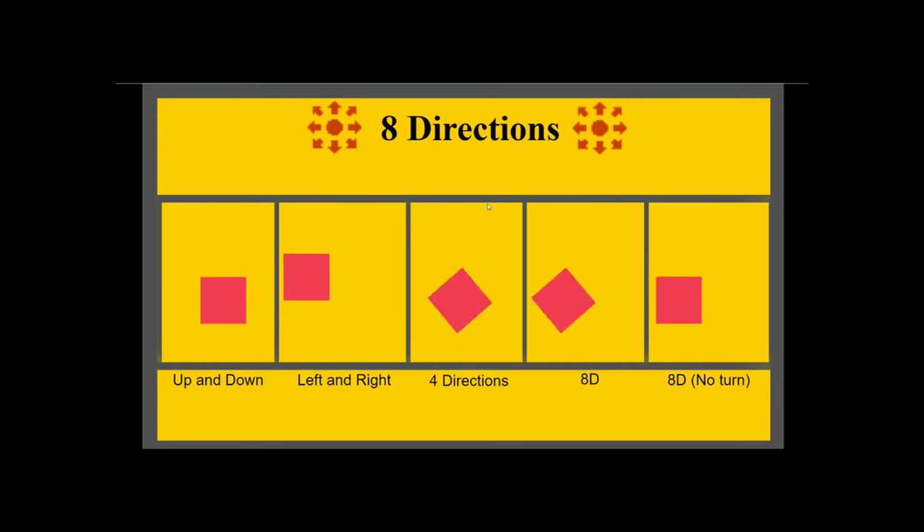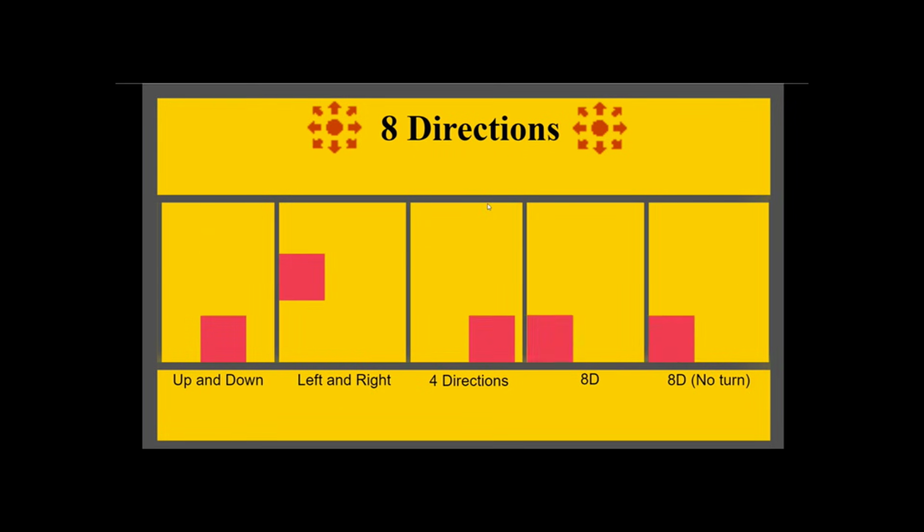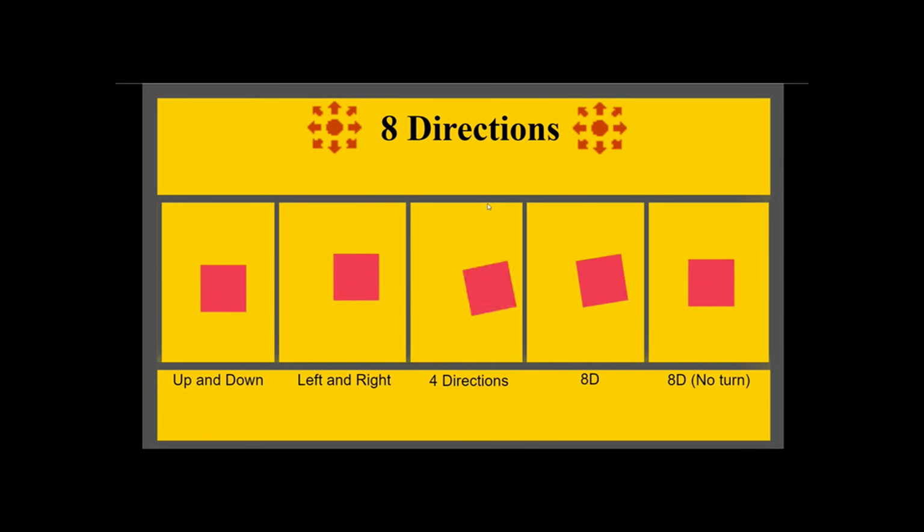4 directions will mean we can move up, down, left, and right. But if we compare this to our 8 directions, we cannot move diagonal like it can. And then finally, we've got our 2 different types of 8 directions. One of them has got no turn on, which means it does not turn around and it just stays exactly where it is.